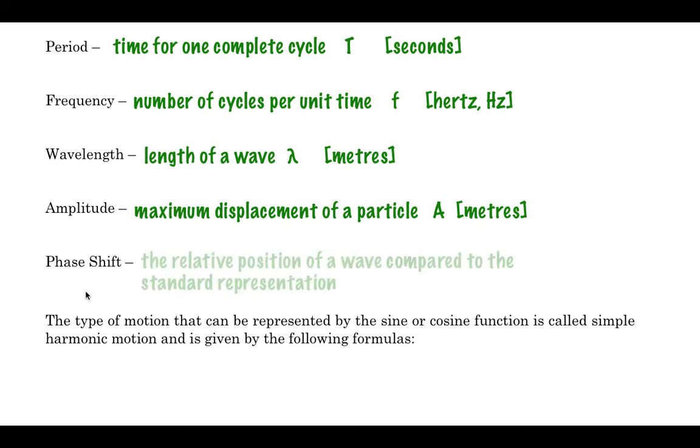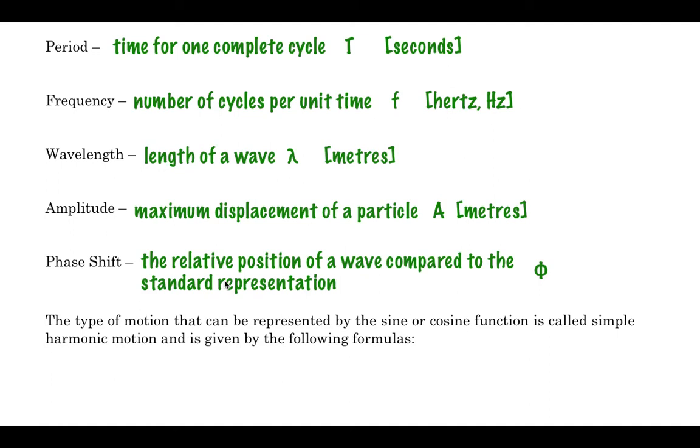Phase shift is the relative position of a wave compared to the standard representation. So we know that a sine wave and a cosine wave are phase shifted with respect to each other, and they're phase shifted by 90 degrees. That's more accurate. The relative position of a wave compared to the standard representation. And so this becomes very, very important when we talk about interference, and we're going to talk about interference in this unit. Phi is usually the symbol that we give to the phase shift. It can have other representations as well, but we're going to stick to phi.